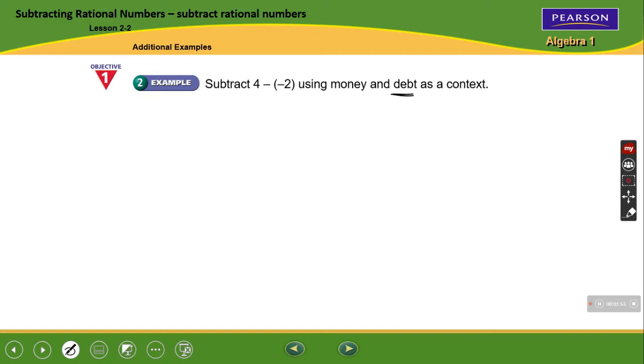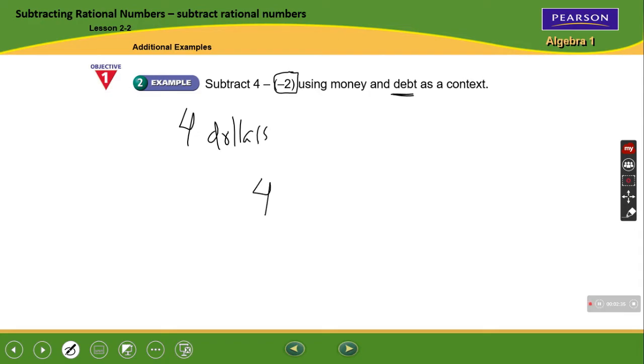So 4 minus -2. I think of that as having $4. And then this -2 I think of as a $2 debt. So it's like I owe somebody $2. So I got $4 in my pocket, but I really owe somebody $2, right? If somebody says, don't worry about it, you don't owe me those $2 anymore, it's almost like I have $6 in my pocket, because I've got $4, I owe somebody 2, take away that fact that I owe them 2, it's almost like I got 2 extra dollars.